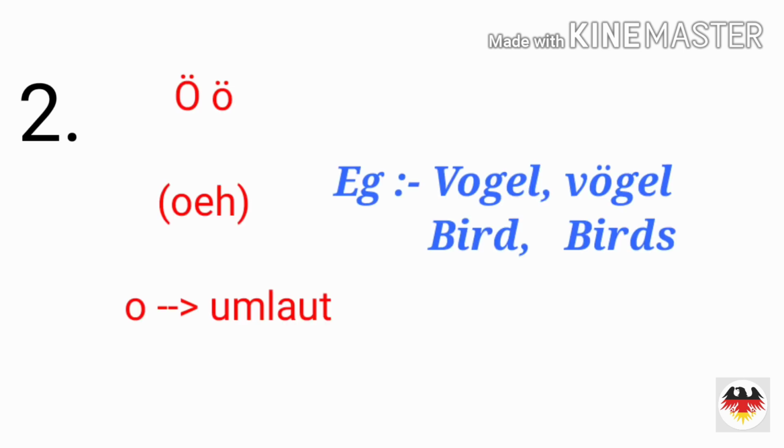And the next umlaut is o. O with an umlaut becomes ö. Please repeat after me. Ö. And the example is Vogel is bird, Vögel is birds.